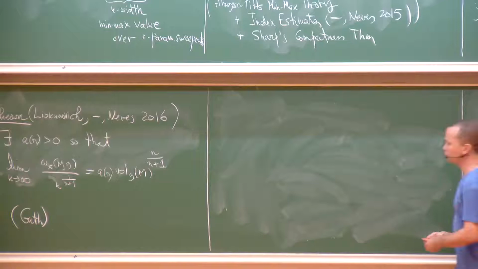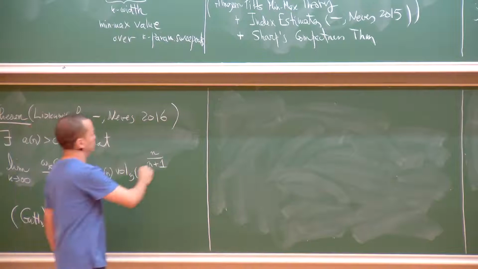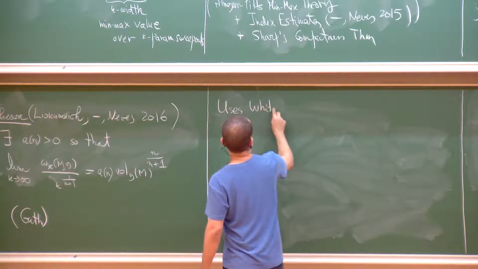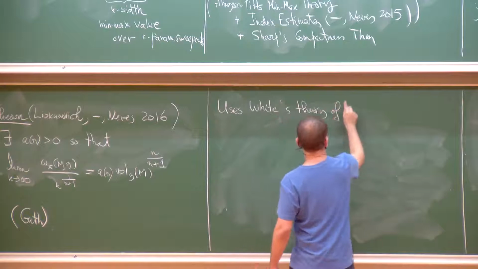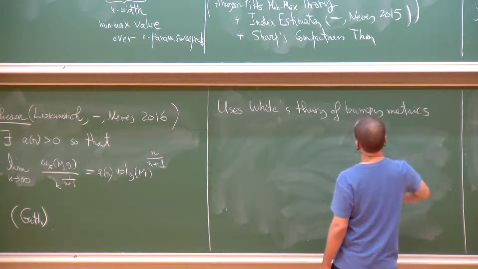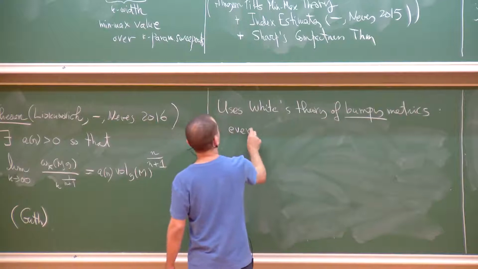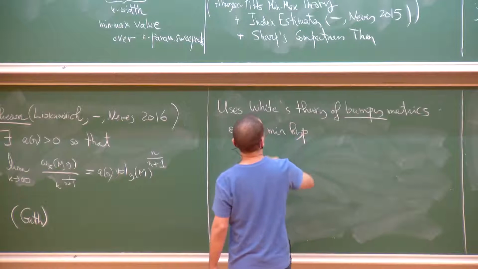So we also use the theory of Brian White of bumpy metrics. A metric is bumpy if every minimal hypersurface, meaning every closed minimal hypersurface, here we can put immersed, is non-degenerate.